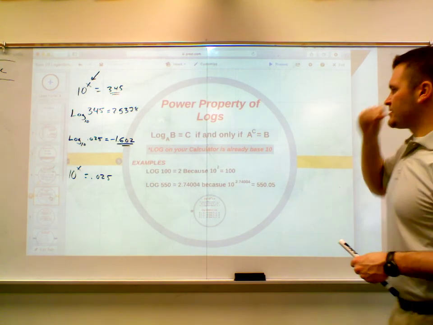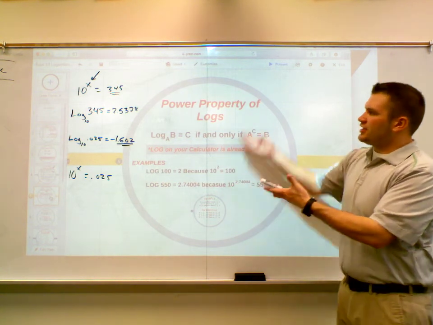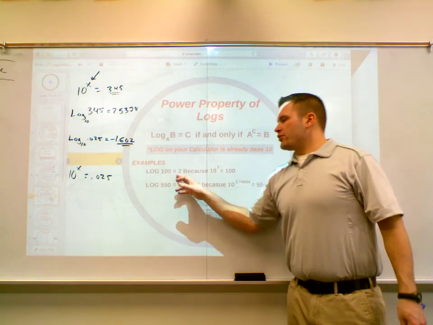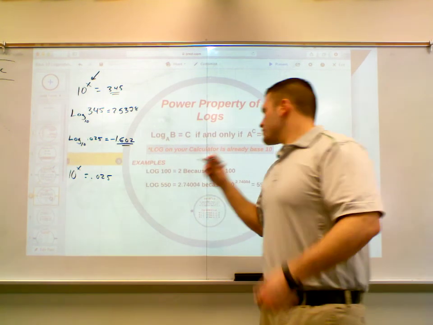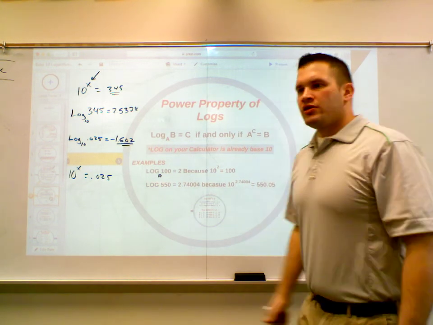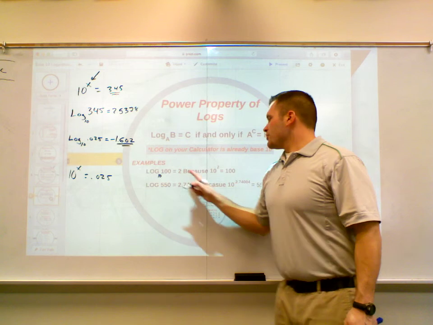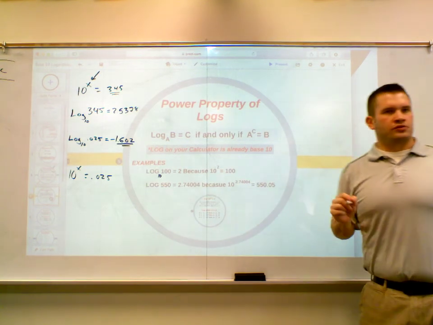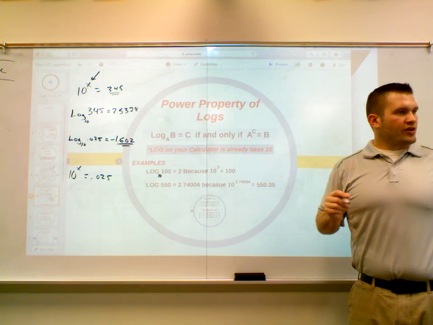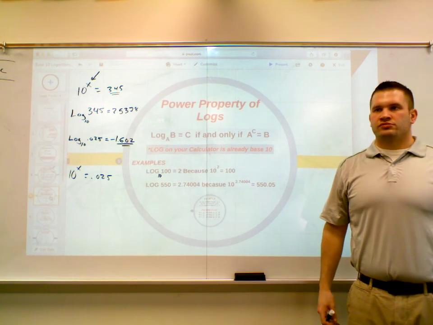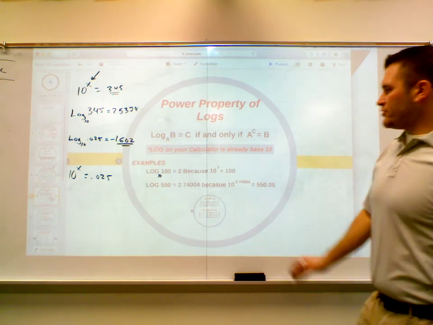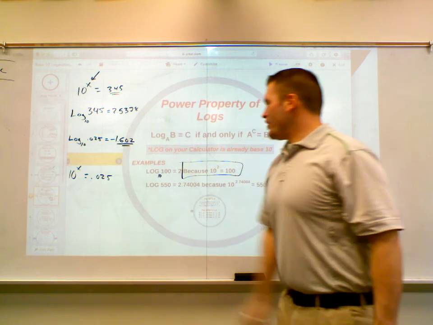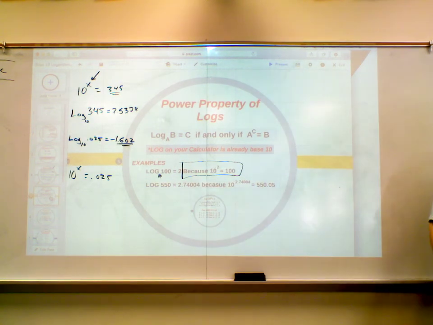Okay. All right. So here is the power property of logs. Log of 100 equals 2, right? Because if I do log on my calculator, the base is already what? 10. Right? So that means log of 100 equals 2 because 10 to the second equals 100. On your calculator, type log of 100. What do you get? You get 2. Right? The reason why you get 2 on your calculator is because of this part right here. This is why you get 2 when you do log of 100. Okay? Because if I take 10 and raise it to the second power, I get 100.